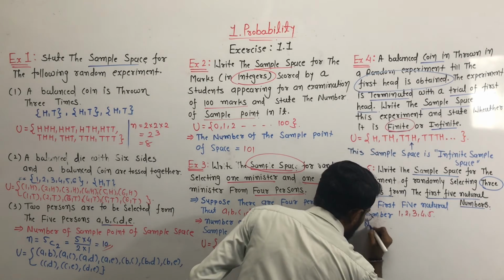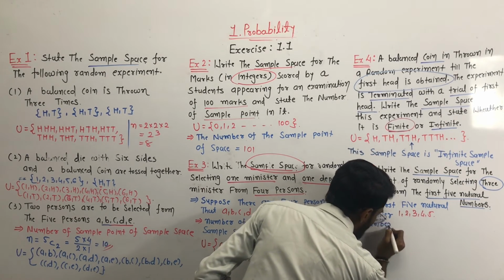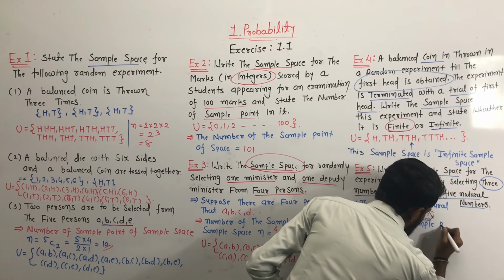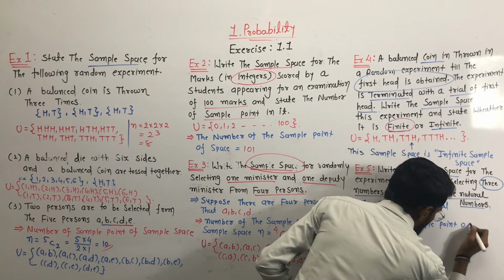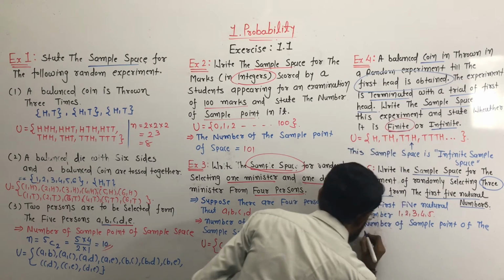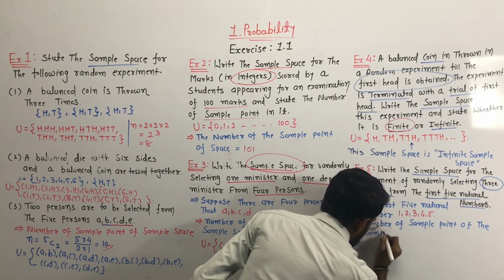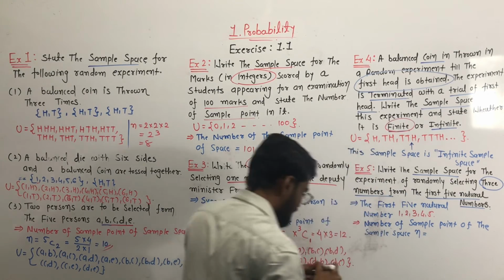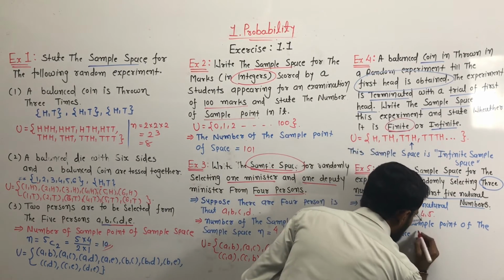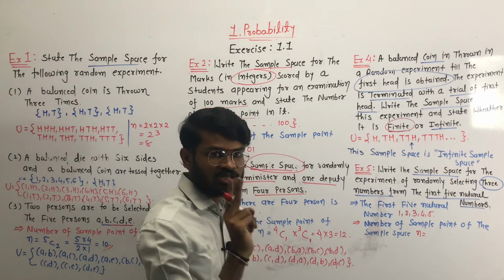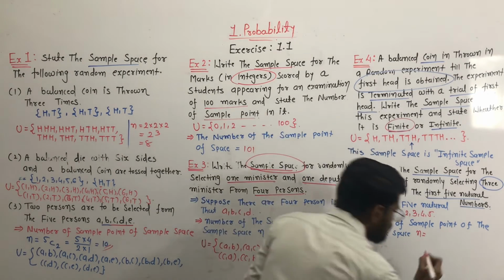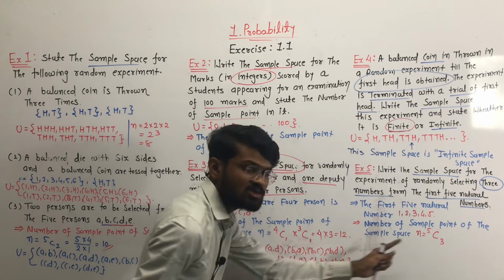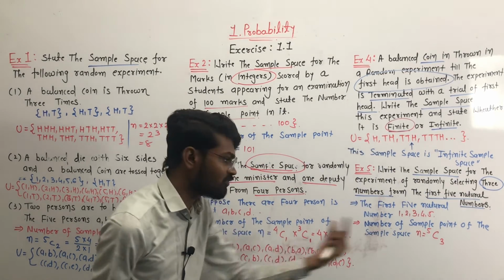The number of sample points of the sample space is denoted by n. So n is equal to, we have to select 3 numbers out of 5 numbers. Yes, so this is our number of sample points for this sample space.